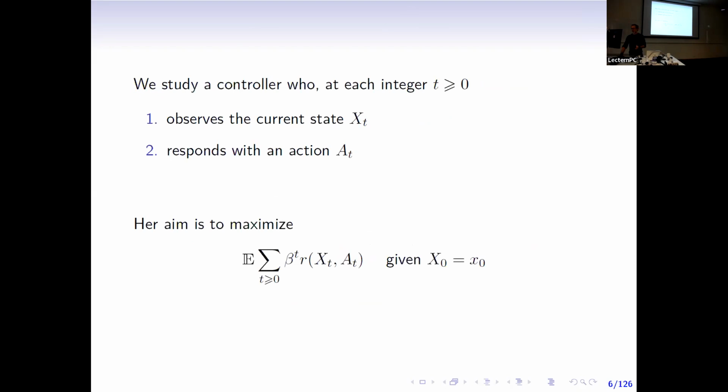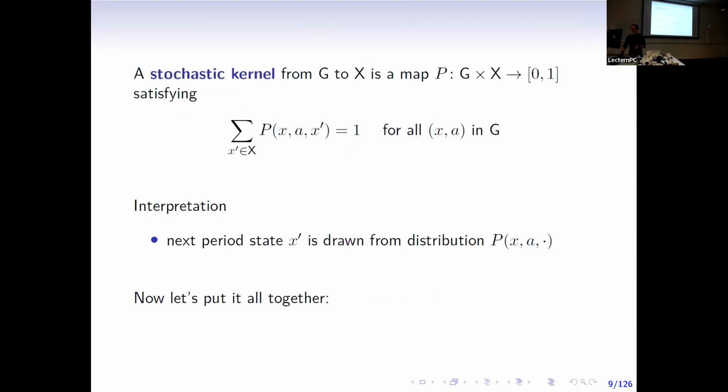Okay, so hopefully that answers the question in an intuitive way. I'm going to answer it a little bit formally. I just need to introduce one more piece of terminology. So, stochastic kernel. All I mean by this, it sounds fancy, is this is how the state is going to update.